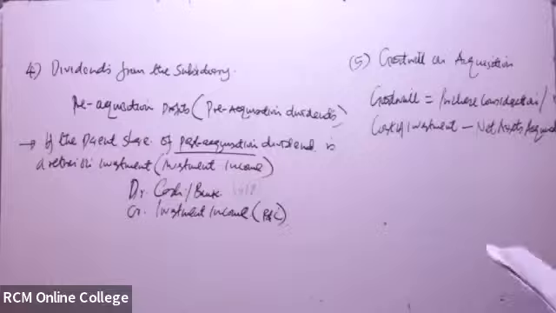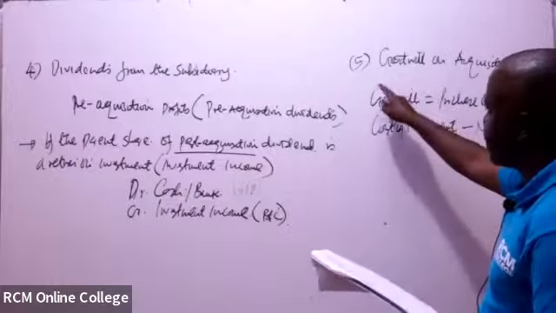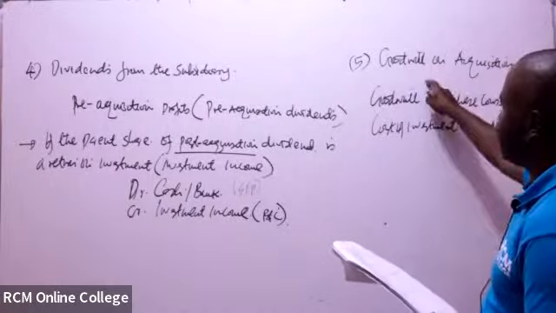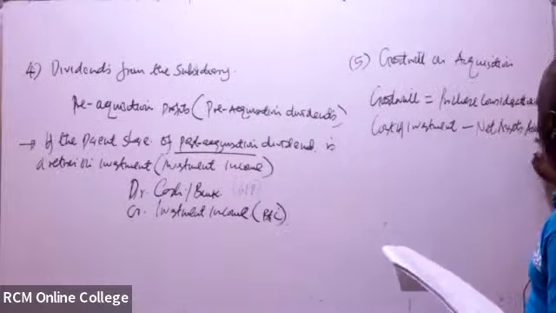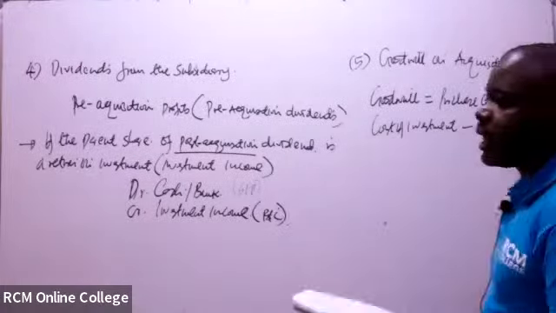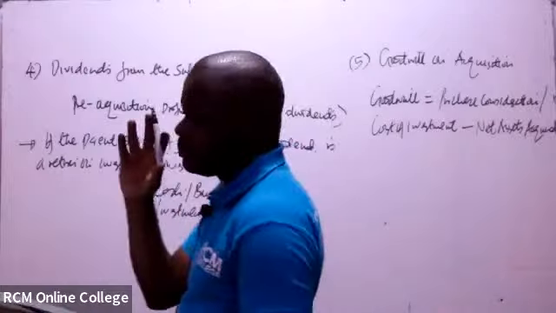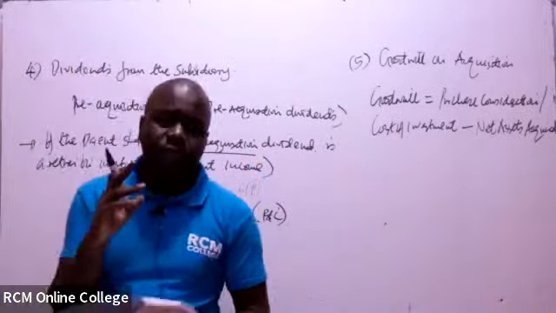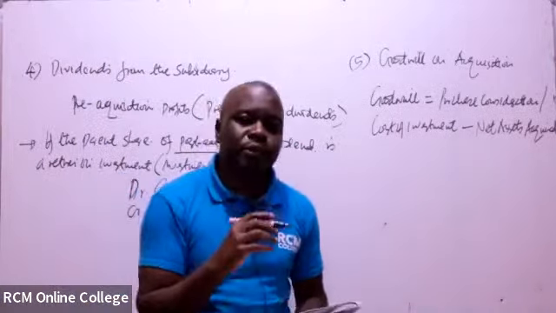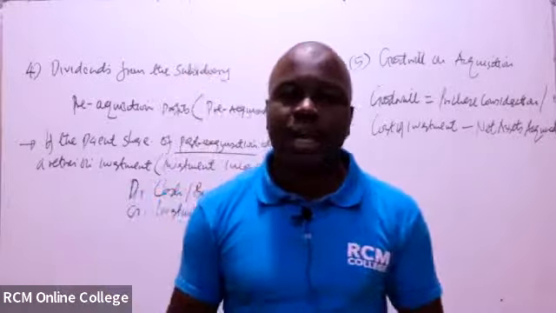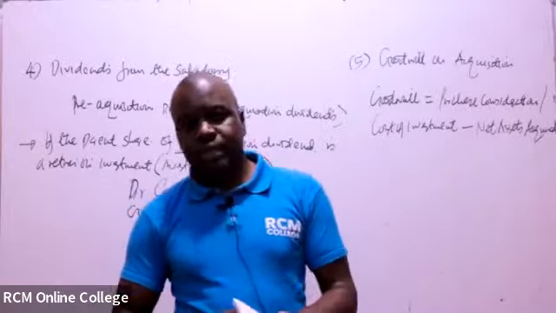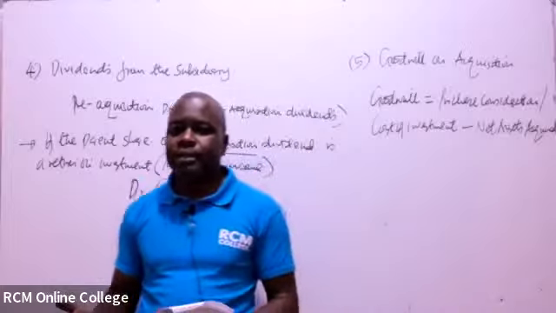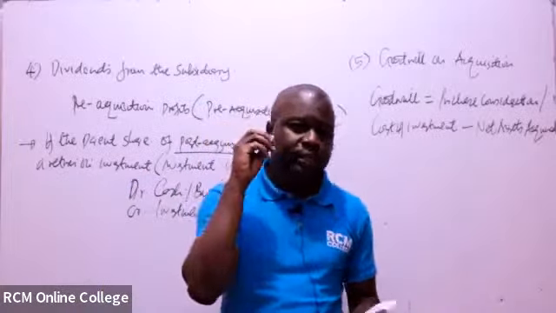You are basically taking the cost of investment that appears in the holding company, and you deduct the net assets acquired in the subsidiary. The net assets basically is the equity part of the subsidiary, or you can say total assets minus total liabilities.